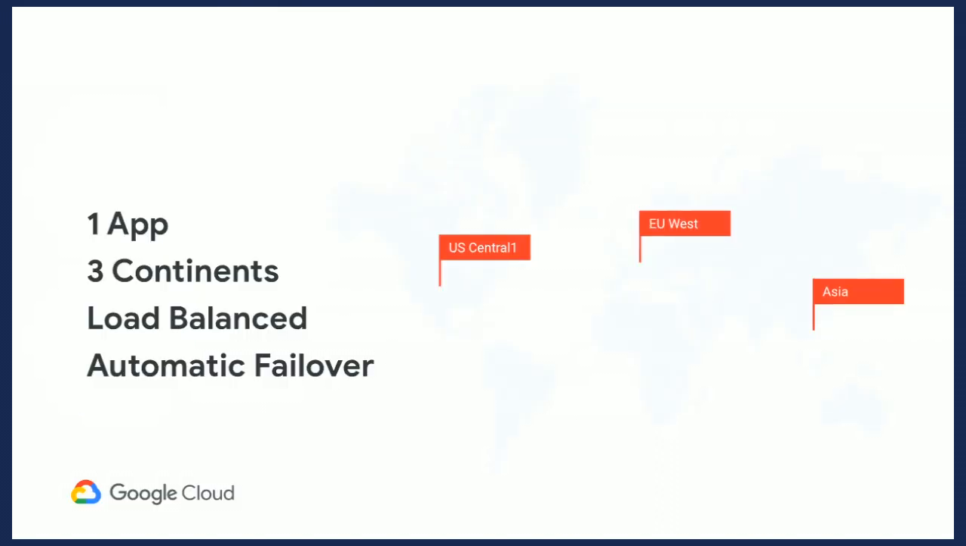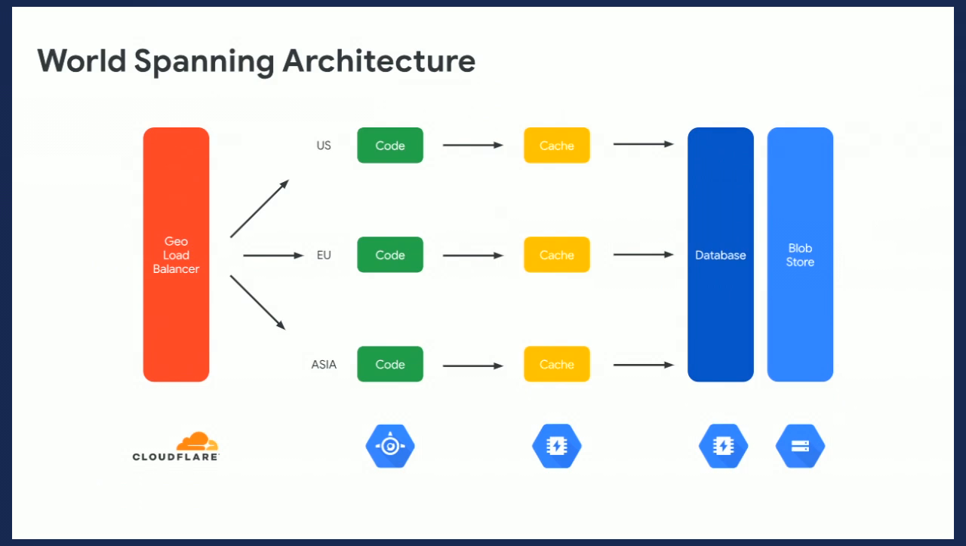Well, there was a really cool map of the world there, but that's not loading for some reason. So imagine there's an app here, there's a map here. We're going to run this in US Central 1, which is in Iowa, in EU West, which is in Belgium, and in Asia. It's going to be one app, 3 continents. It's load balanced, so it'll go to whichever continent you are closest to, and it'll have automatic failover. Here's the architecture.